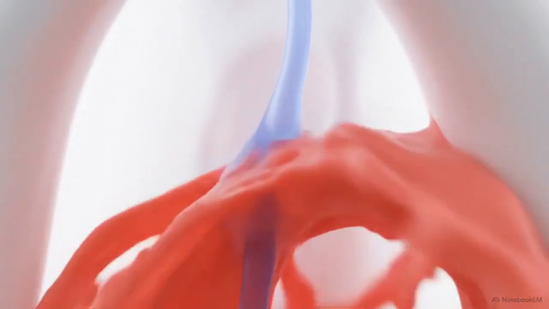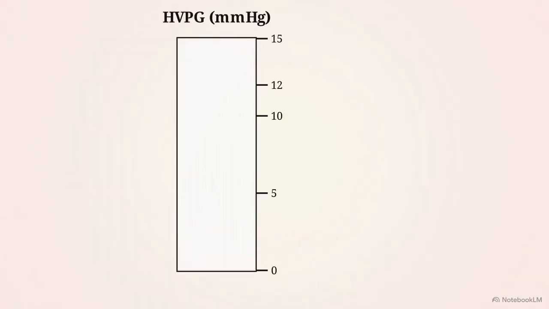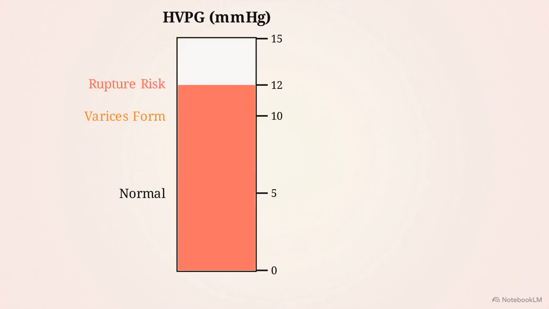Variceal hemorrhage is the direct result of portal hypertension, which forces blood into portosystemic collateral veins until their fragile walls rupture. This dynamic chart visualizes the hepatic venous pressure gradient. A normal gradient sits below 5 millimeters of mercury. Hit 10 and the pressure threshold is crossed. Varices begin to form. Cross 12 and the risk of catastrophic variceal rupture becomes imminent.